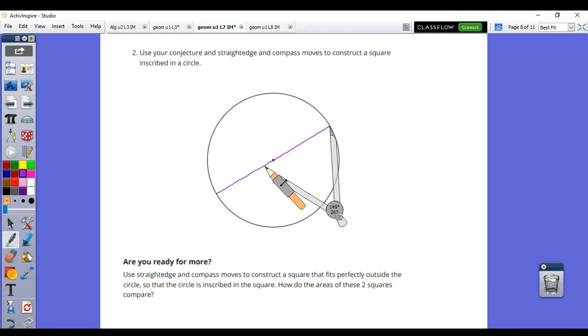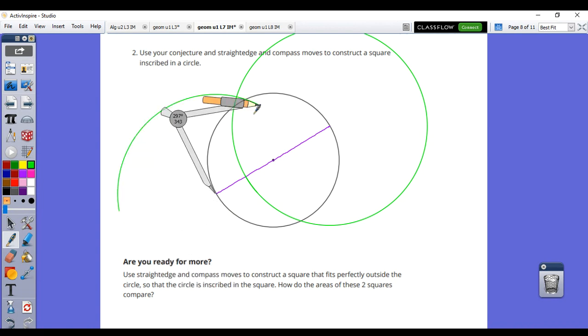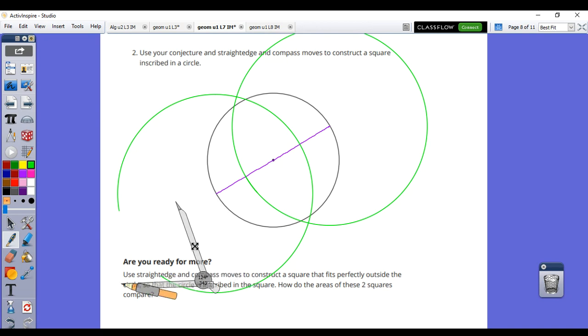So I'm going to open up my pencil, go to a light green, and make that circle, go to the other side, make that circle, and then I'm going to draw that diagonal, line those things up. Wow. On my board, my aspect ratio is a little different, so it doesn't look quite right, but on the screen it looks pretty good.